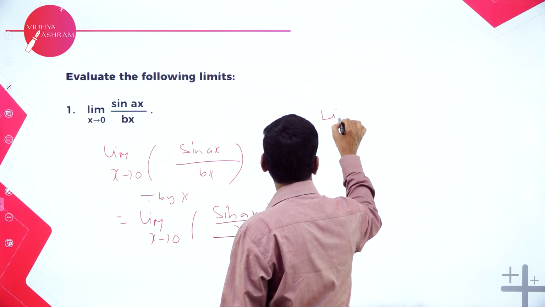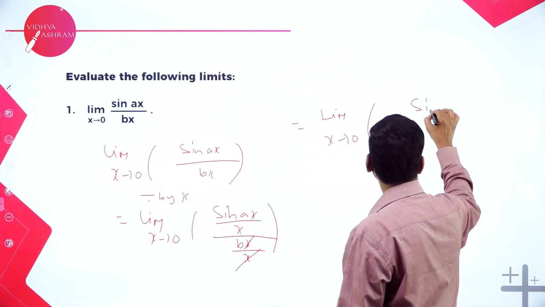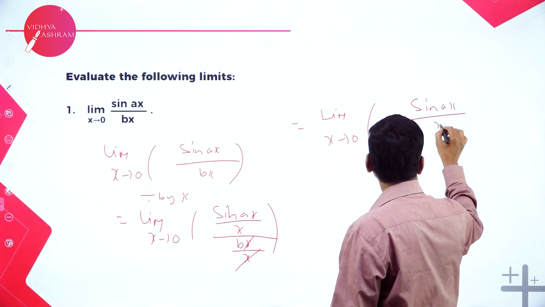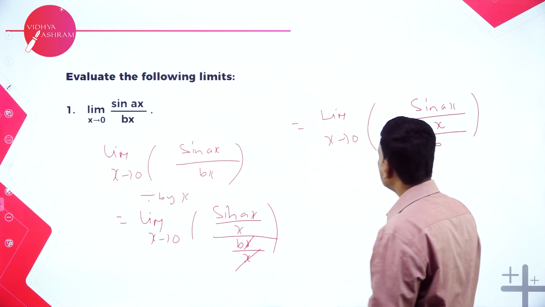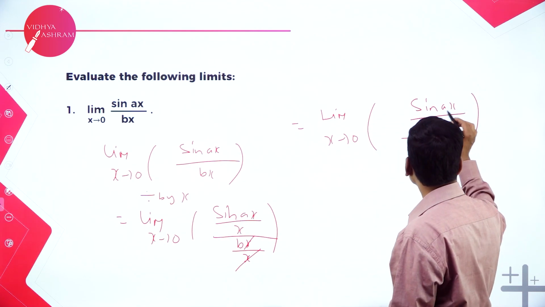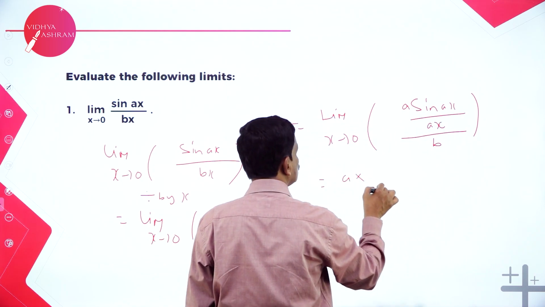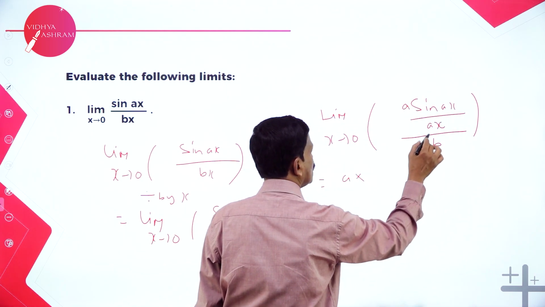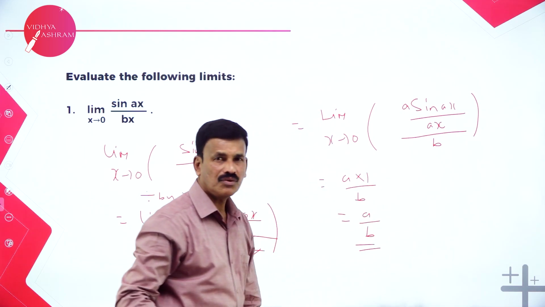Apply the limit for both numerator and denominator. Limit x tends to 0 of sin ax by x, whole divided by what is left, b. So here convert this into sin theta by theta form. Just multiply and divide by a. This is equal to a into sin ax by ax, which is 1, by b, that's equal to a by b. Simple for 1 mark.